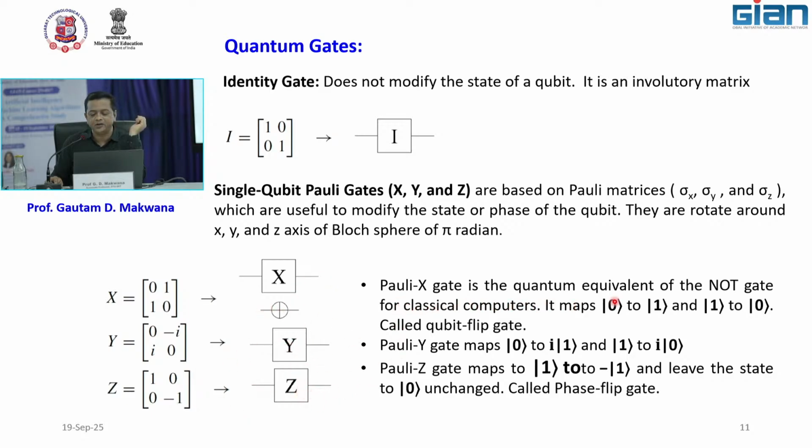The Pauli X gate is the quantum equivalent of the NOT gate. As in the classical computer, it maps 0 to 1 and 1 to 0, called the qubit flip gate. The Pauli Y gate maps ket 0 to ket 1 and ket 1 to ket 0 with complex conjugate. The Pauli Z gate maps ket 1 to minus ket 1 and leaves the state ket 0 unchanged. It is a 180 degree phase shift of the state.